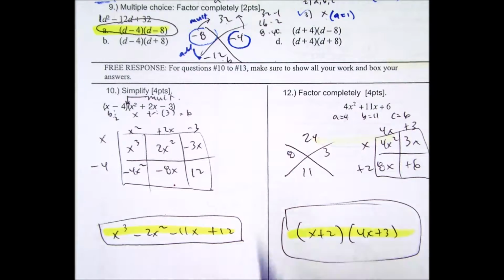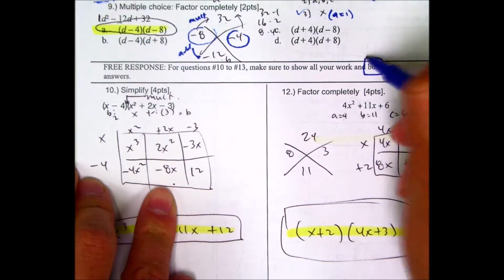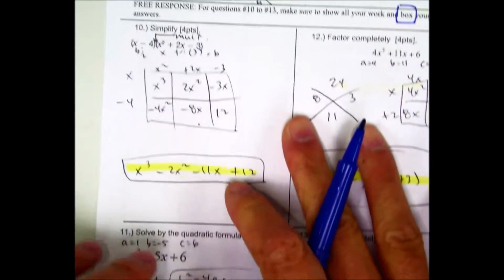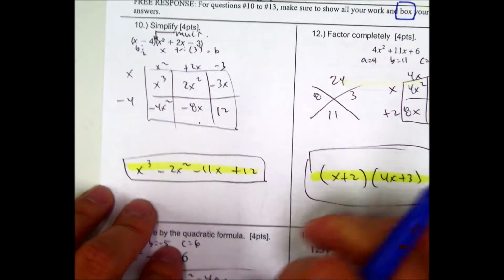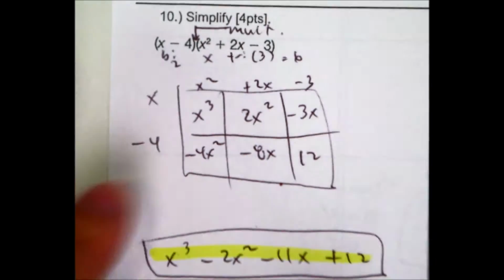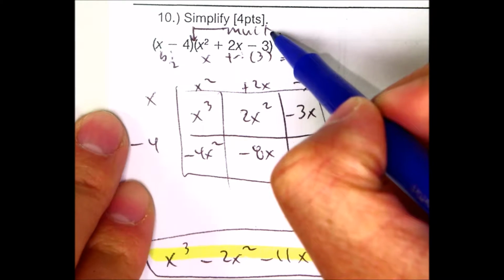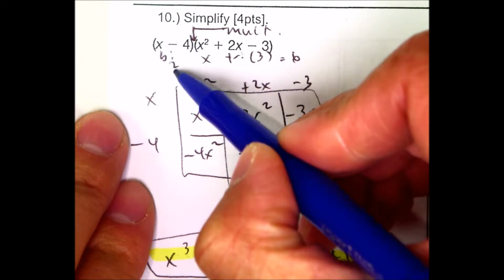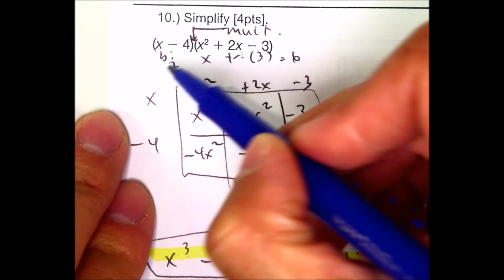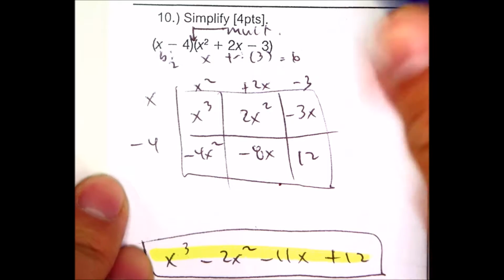For your response for questions 10 to 13, make sure to show all your work and box your answers. Number 10 says simplify. Okay, now you have to be paying attention to the math operations. In this problem, there is no plus sign or minus sign, which tells you it's multiplication. You have a binomial, which is 2, and a trinomial, which is by 3. 2 by 3, or 2 times 3, is 6. You should have 6 boxes.